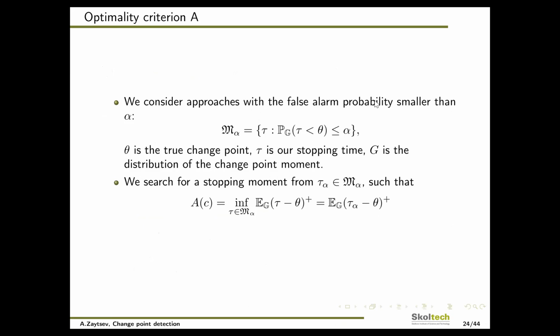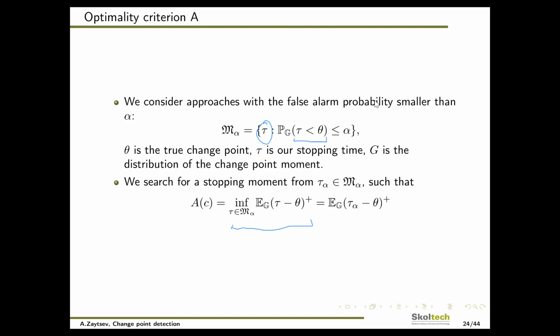So we say, we are looking for approaches, for techniques that have false alarm probability smaller than alpha. So the probability that our stopping time is smaller than theta is no more than alpha. And so we are looking at all procedures, all taus that are based on our observations up to time t. And in this family, we look for the one that follows this formula and minimizes the expected detection delay, actually. The difference between stopping time and the actual true change point here.